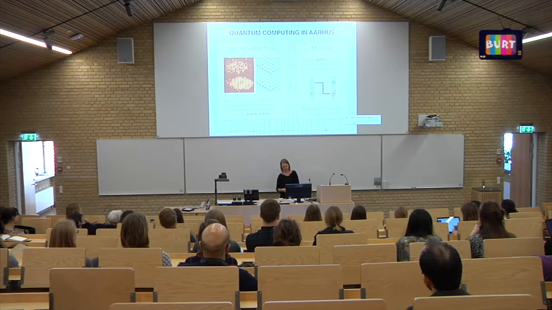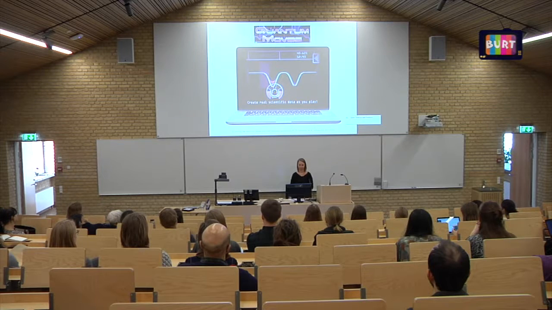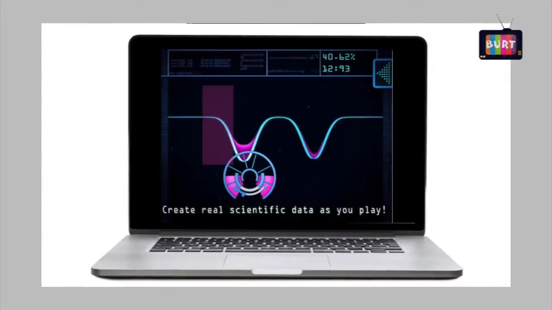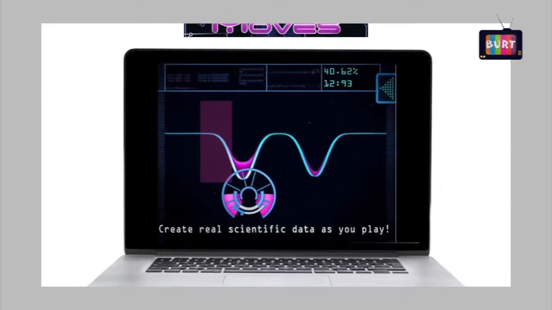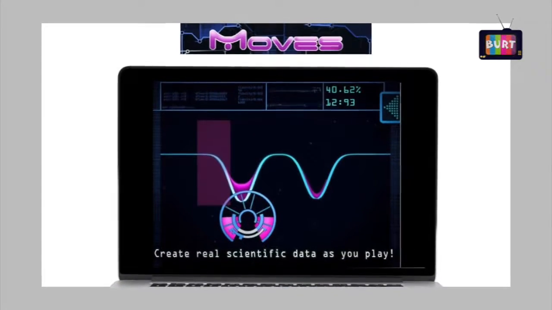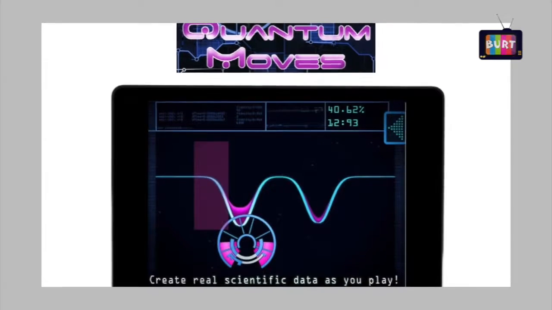So what we did was a bit more unusual. We presented this problem to another kind of supercomputer, which is the human brain. We turned this whole problem into a game. This is what the game looks like. It's called Quantum Moves, and if you look at the game interface, you might recognize it as a cross-section of this egg tray that I was talking about.